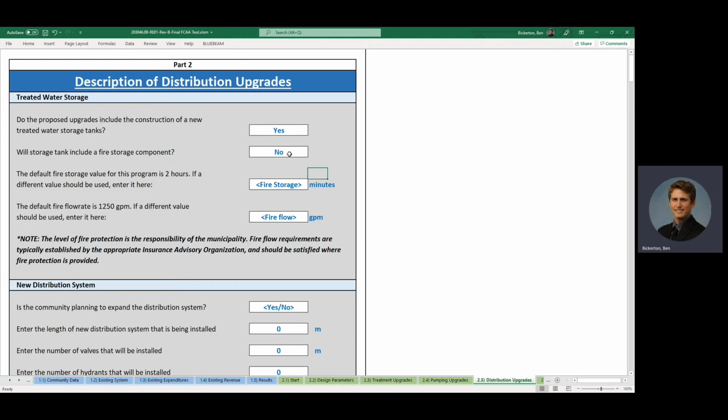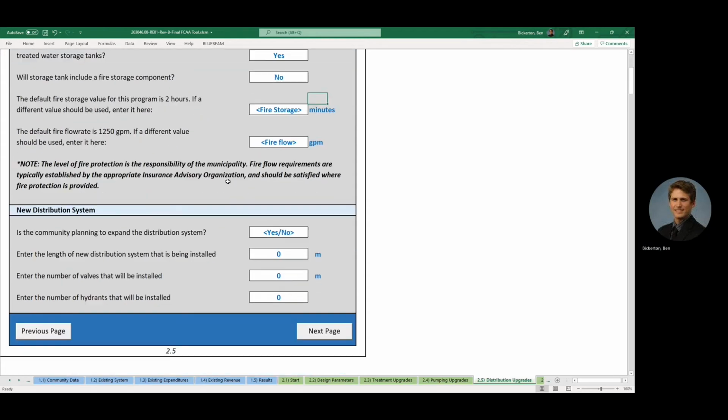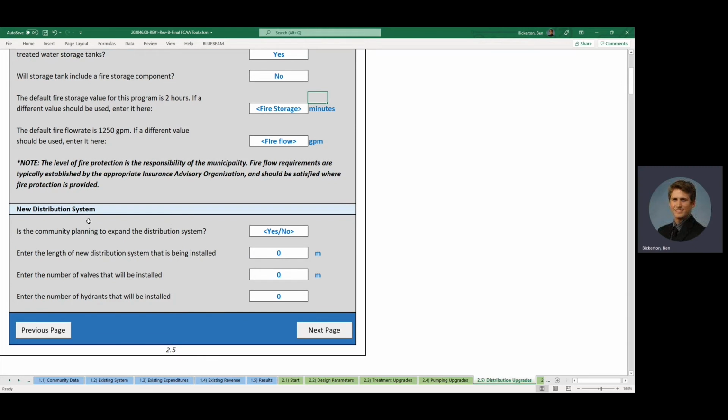So if we said yes, we could indicate the volume that's going to be needed for fire storage, or we could let the tool use a default amount, which would be 1,250 gallons a minute for 2 hours. Below, the tool asks for any upgrades to the distribution system. So here we can say yes, there's going to be a new distribution system extension. It's going to be 100 meters long. There'll be 5 new valves and 5 new hydrants as part of that extension.